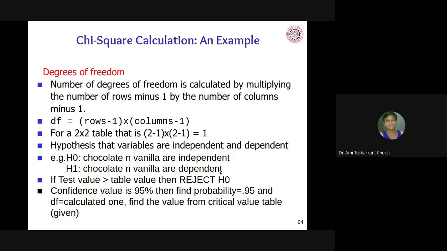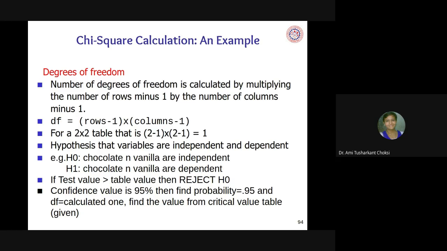So here we want to see the example, where you can say chocolate and vanilla. Two things are there. So are they dependent or not? That's what we want to find. For the null hypothesis, we say H0: chocolate and vanilla are independent. And H1 says chocolate and vanilla are dependent, right? Now, we are trying to find whether two variables are related or not.